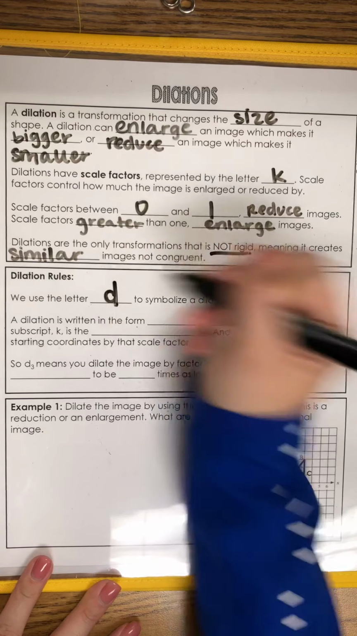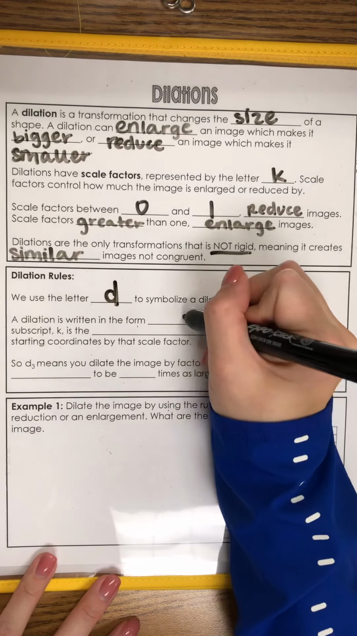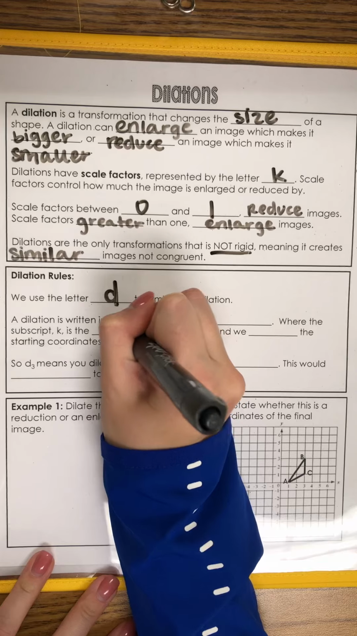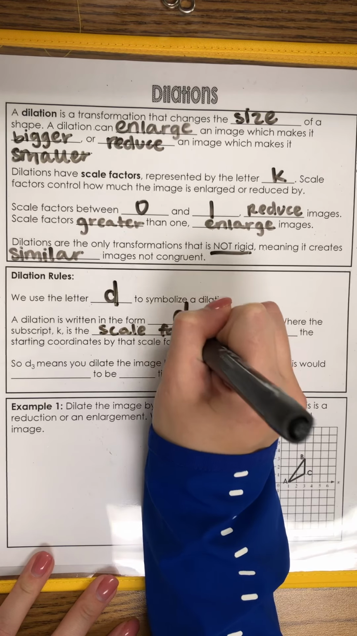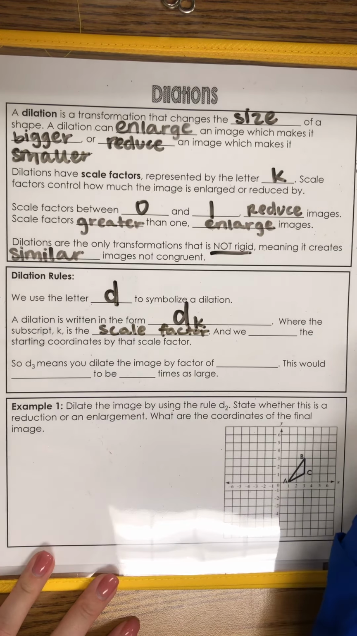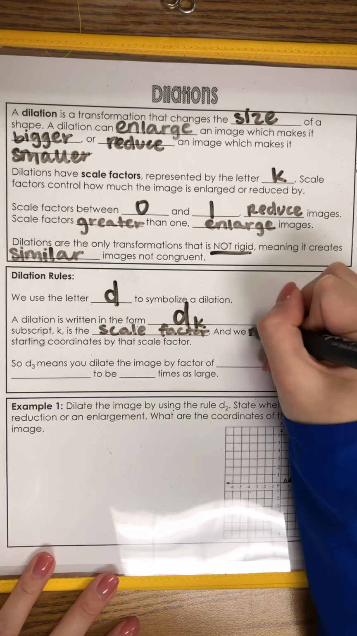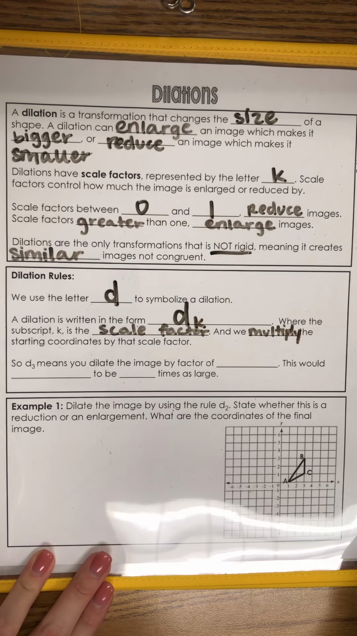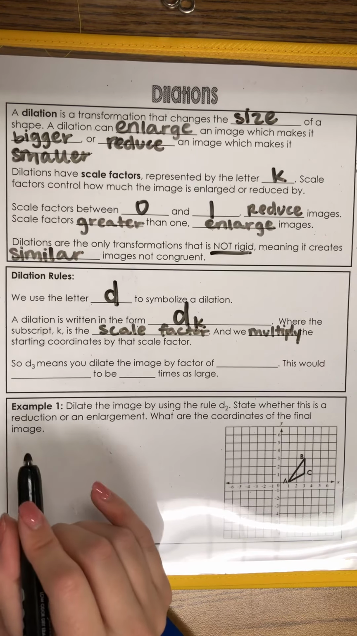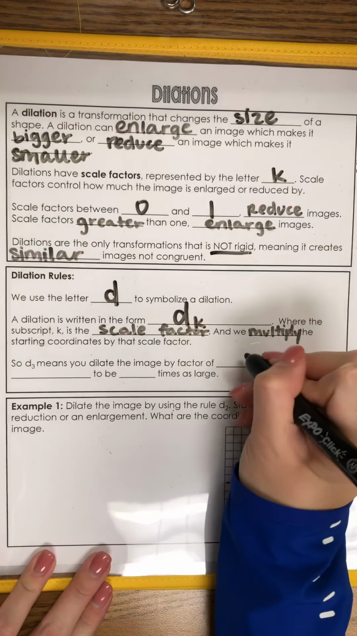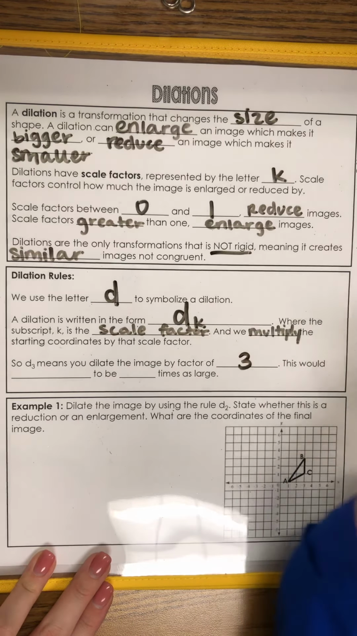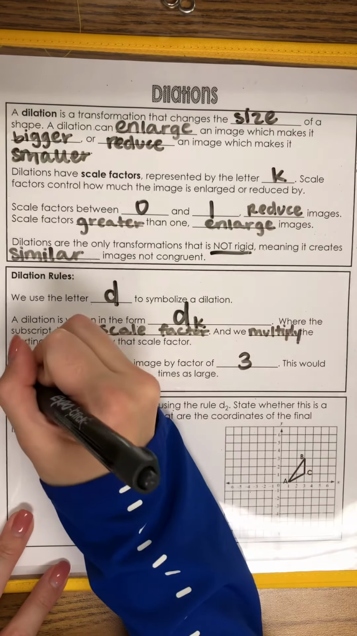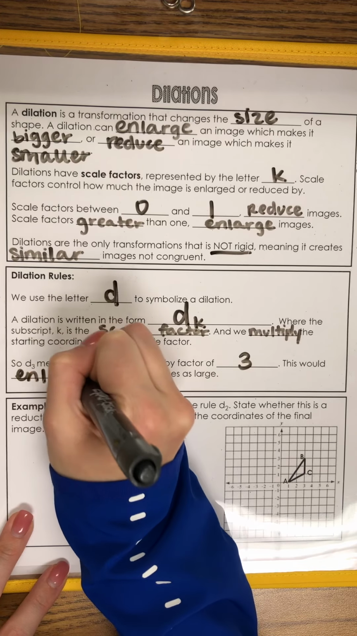We're going to use the letter D to symbolize the dilation, and it's going to be written in the form D and then a subscript K. That K is going to be our scale factor. And then to figure out the image from the pre-image, we will multiply the coordinates by the scale factor. So D subscript 3 means that you dilate the image by a scale factor of 3. This would enlarge the image to be 3 times as big.